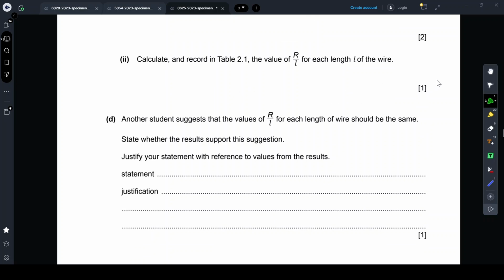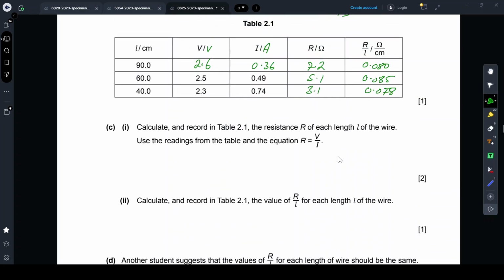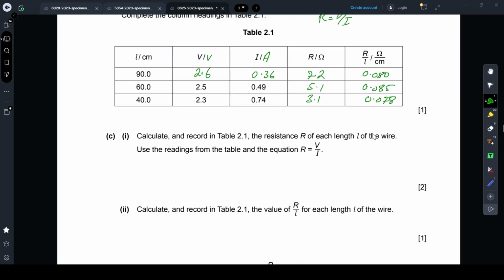Another student suggests that the values of R over L for each length of wire should be the same. State whether the result supports this suggestion. Justify your statement with reference to values from the result. So looking at this, are they the same?